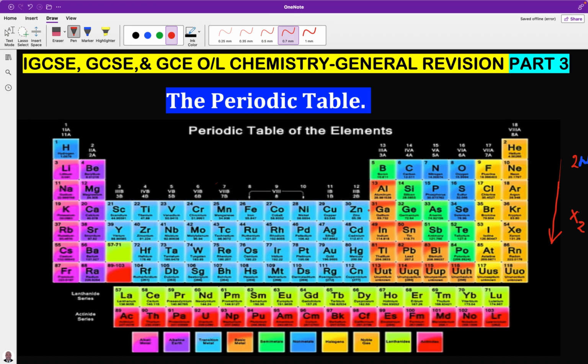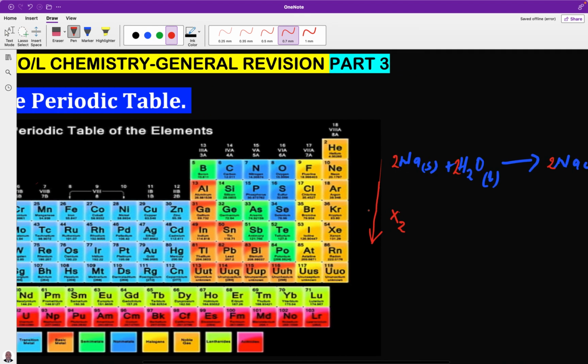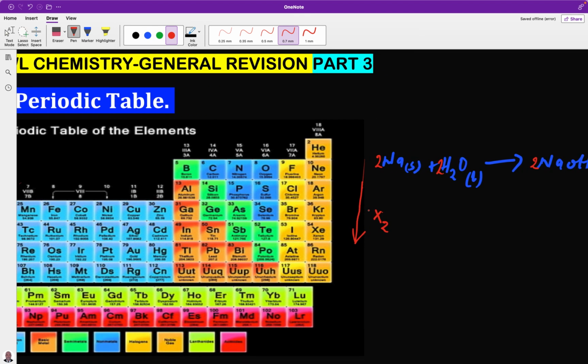They also form variable oxidation states. That is, they have many oxidation states. For instance, for iron, we can have iron 2 plus and iron 3 plus.